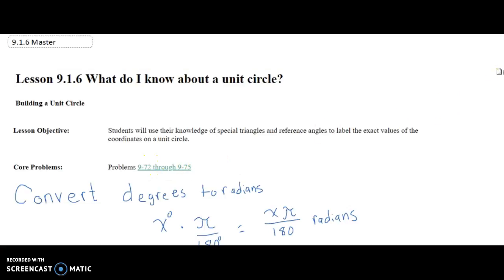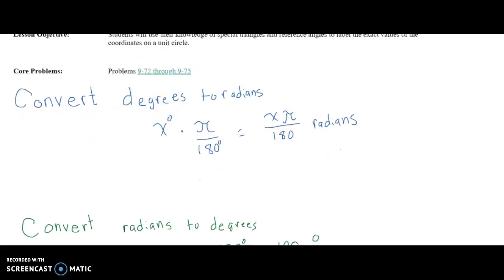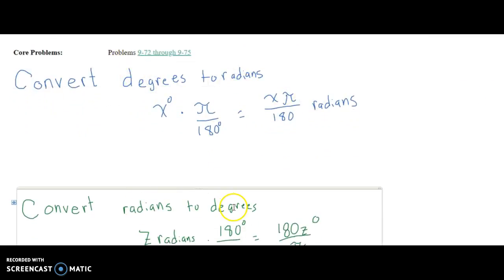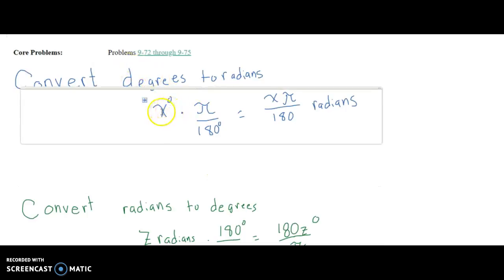Before you start this lesson, I just want to go over how to convert degrees to radians and radians to degrees. For converting degrees to radians, if you take x degrees, you can multiply it by pi over 180 degrees. The degrees will cancel out and you'll be left with x pi over 180 radians.